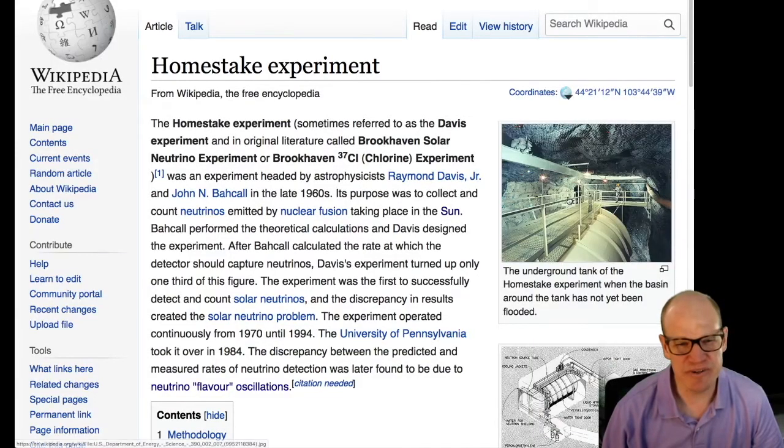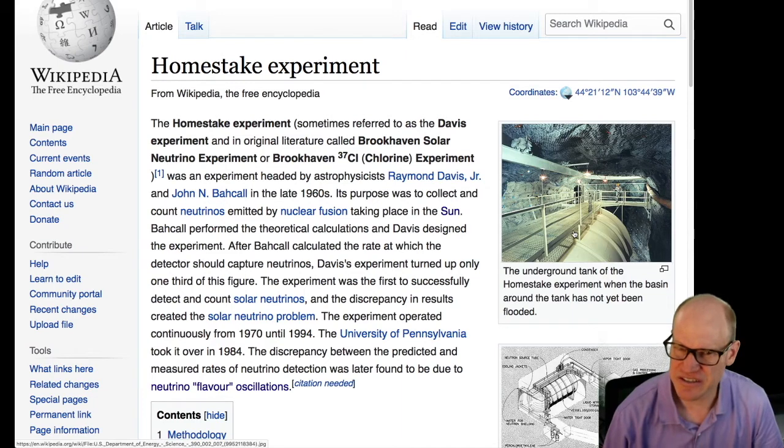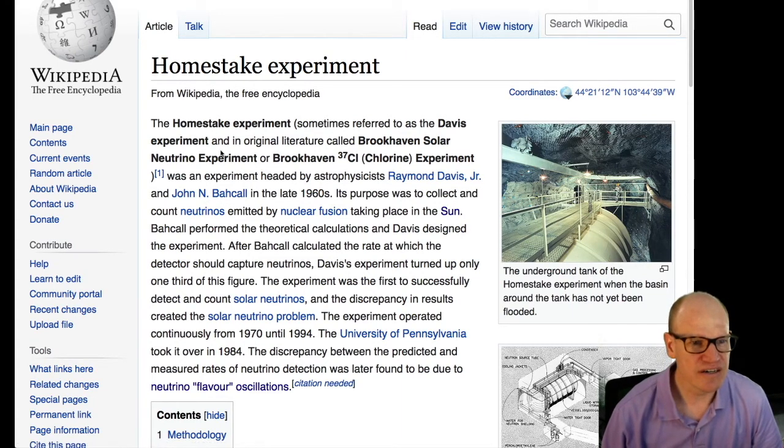So the tank has been flooded at some point. I don't know if they've actually unflooded this part of the tank. So this is a mine in South Dakota. The Homestake Experiment, sometimes the Davis Experiment, though I've never heard it referred to as the Davis Experiment.